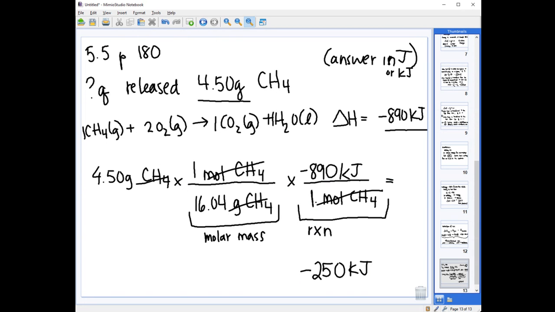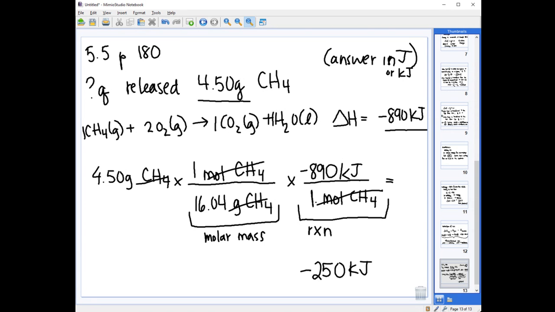Now, look at this and see, does this answer make sense? Yes, it does. Okay, and here's how I know that this answer makes sense. I have 4.50 grams, which is not a mole. A mole of methane is equal to 16.04 grams. I know that from my molar mass. So since I'm not using a whole mole of methane, I would expect my answer to be less than my delta H that I was given in my problem. And if I look, I see that's roughly a fourth, and my answer, 250, is a little bit more than a fourth of my 890. So yes, this answer makes sense.